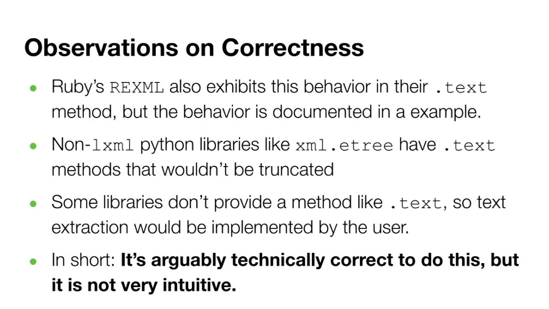Some libraries, like for example Python's minidom, don't even provide a method for extracting inner text. Users of this library just have an XML tree API, and so they would be responsible for using an XML tree API to extract inner text and are likely to also introduce a similar issue.